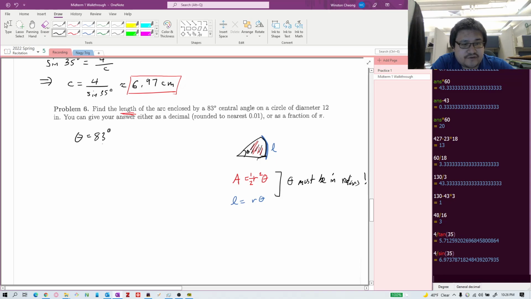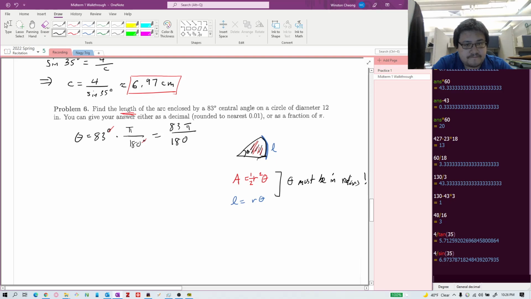So we have to convert this into radians. We divide by 180 degrees, multiply by pi. That's going to cancel the degrees, and we're going to be left with something in radians. This doesn't simplify. 83 might actually be prime. At the very least, it doesn't share any factors with 180.